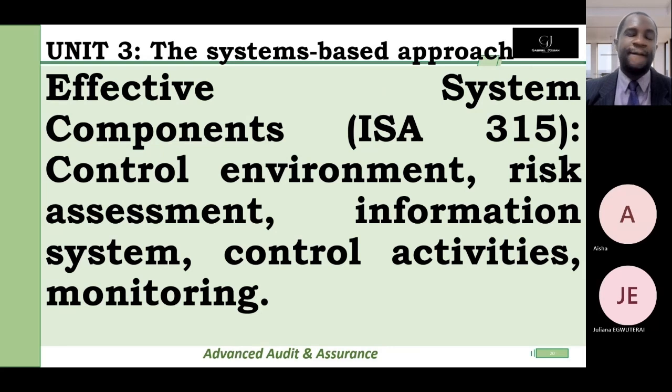And the third one is information system or information and communication based on the framework. What does that mean? It involves how transactions are captured, processed, and reported in the financial statements. So I'll take that again. What does information system or information and communication speak to? How transactions are captured, processed, and reported in the financial statement.